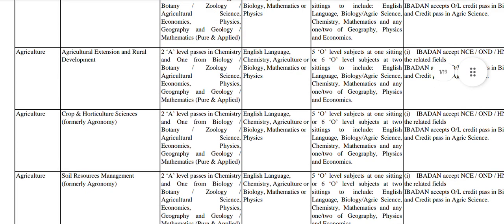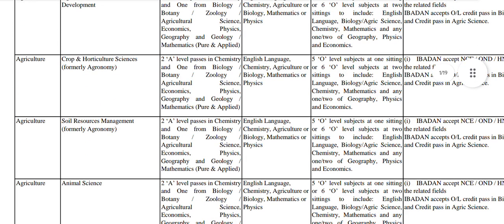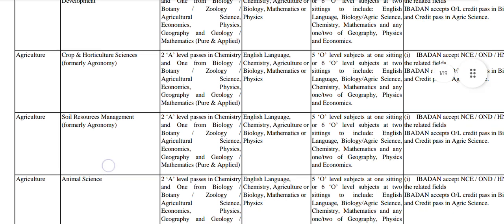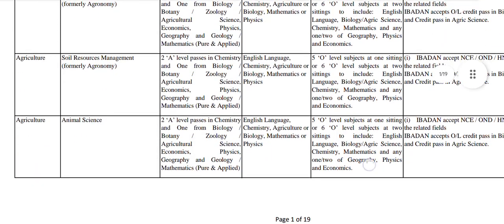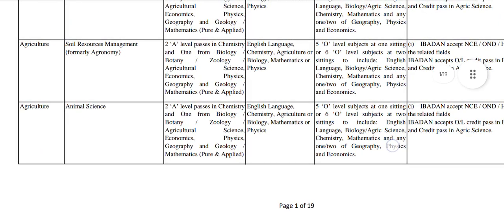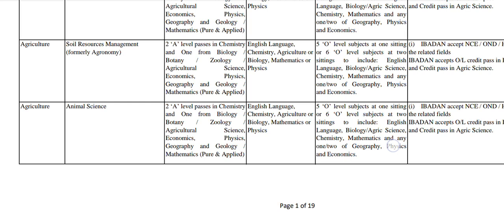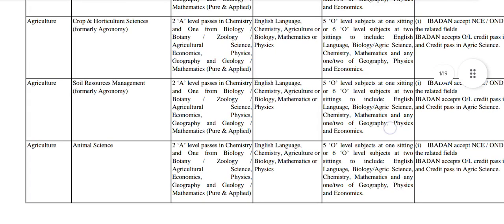So anywhere you are checking this document and you see two A level passes and all that, it means specifically Cambridge A level. So don't use that JMB or JUPEP to apply for admission in UI. They will not recognize it. That's one of the questions I used to respond to over the years. So let's go ahead. We are taking animal science as an example now.